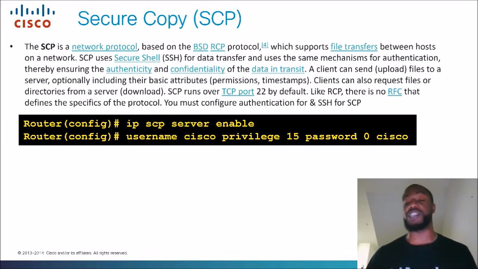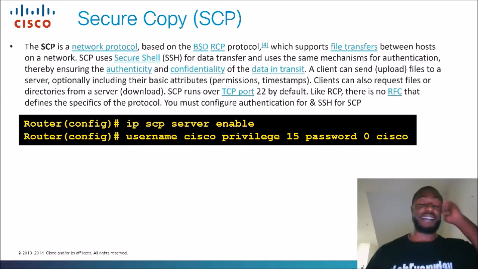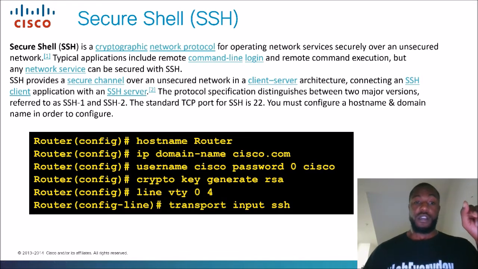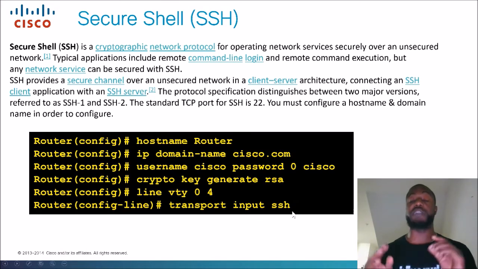The configuration is just the same as SSH. It's just that we have to add this ip scp server enable part. This one you're more familiar with because there's a username and password, just like SSH. If you forgot the configuration, it's there at the bottom if you need a refresher. Remember, we have to have a hostname, a domain name, we added some credentials, and we have to do crypto key generate rsa modulus. You go to the lines and do transport input ssh. So you do have to enable SSH to be able to use SCP.